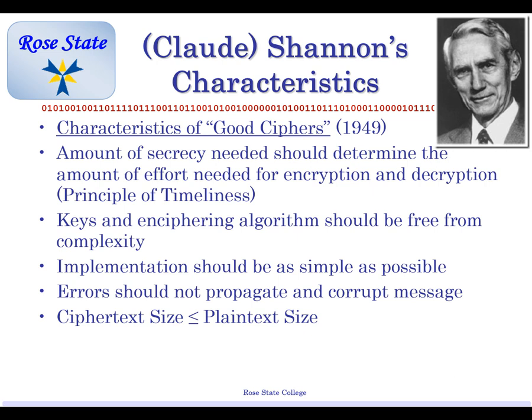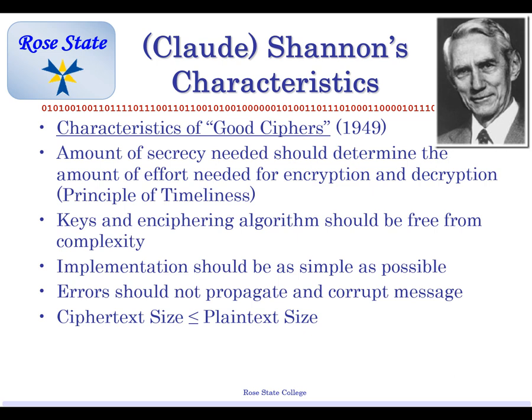Timeliness. If something is only good for a limited time, say this schedule is only good for the spring. Say it was a secret schedule, the Rose State secret schedule, but it's still only good for the spring. So do I want to use AES that's going to take 149 trillion years to break? No. Maybe DES, which takes 21 days. I don't know.